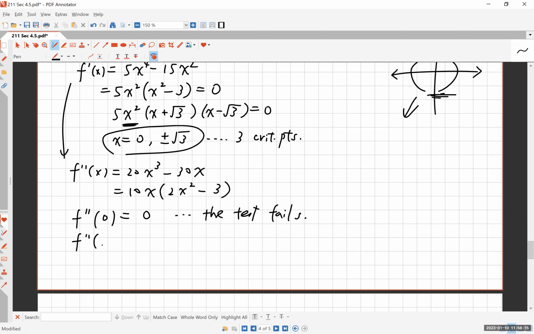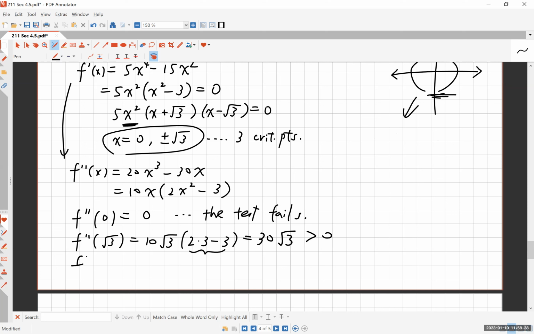How about at square root of 3? All right, so this will be 10 square root of 3 times 2 times, what's square root of 3 squared? Well, square root of 3 squared by definition is 3, right? So that's 3. All right, so inside of that is 6 minus 3. So that's 30 square root of 3.